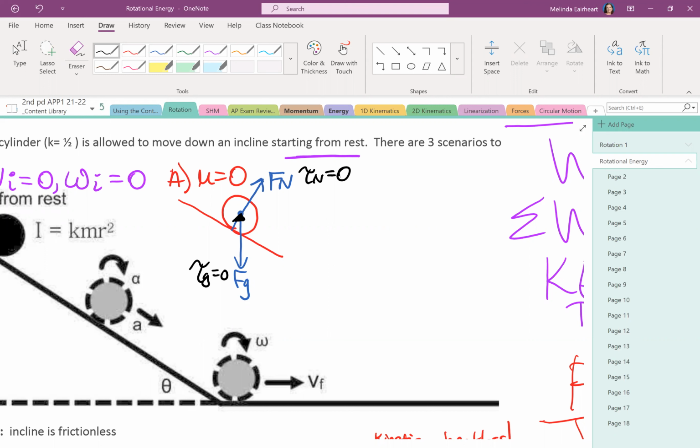And so scenario A, note to self, 0 net torque, angular acceleration would be 0. And so your changes to omega would be 0. So the picture is just kind of overall, right? But there is no alpha, there is no omega, because we started with no rotation, we end with no rotation in scenario A. It's just like a box.